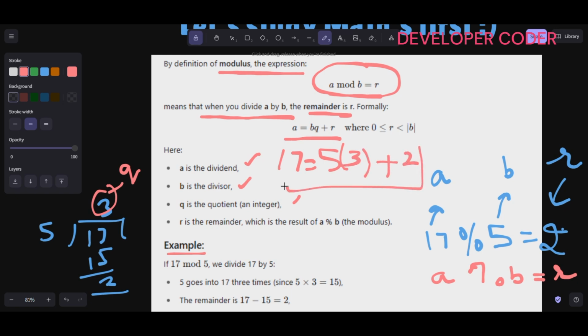Okay, so here I prove this. That we can write a mod b like this. So 17 is equal to 5 into 3, 15, plus 2, 17. So LHS is equal to RHS.